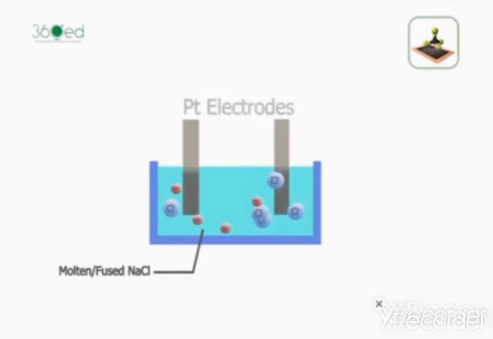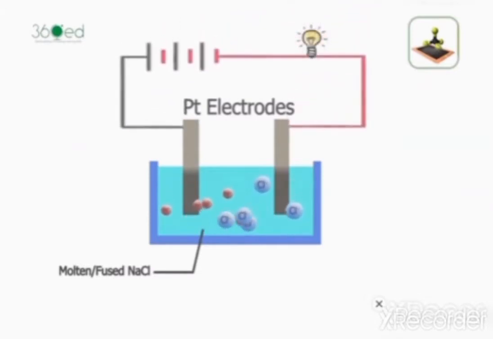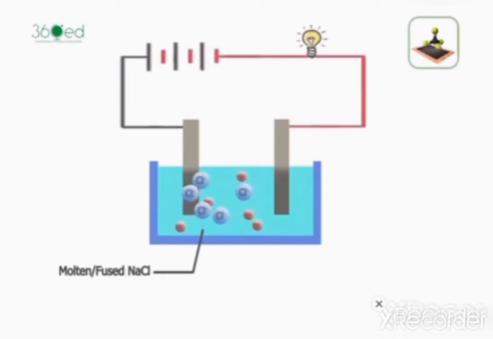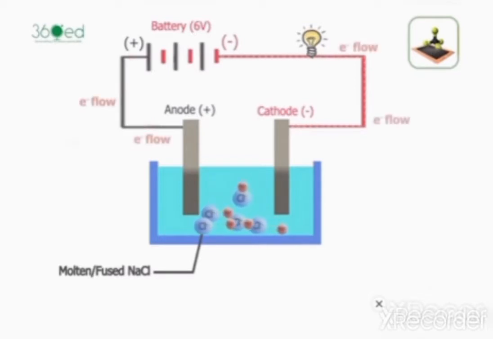Two platinum electrodes can be used as electrodes. The electrode which is connected to the positive terminal of the battery is called anode, whereas the electrode which is connected to the negative end of the battery is called cathode. The apparatus is set up as shown in the figure.